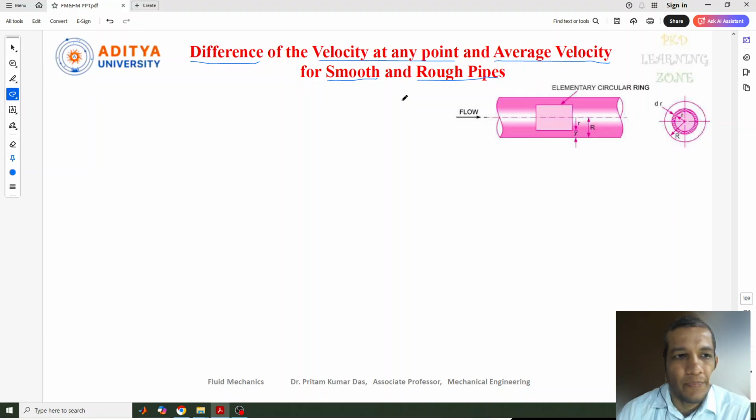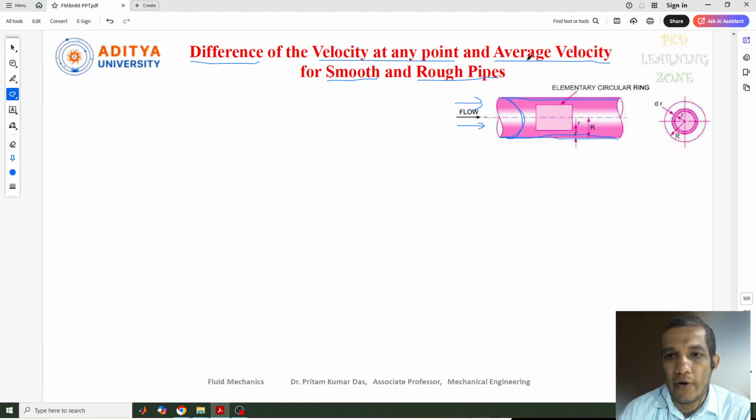So let me give you a glimpse of what we have discussed previously. This is the pipe, and through this pipe the fluid is flowing with a velocity u. Normal fluid flow will be there, and at that point we need to find out the velocity at any point. Near the wall surface our velocity will be 0, and it will be maximum at the center point.